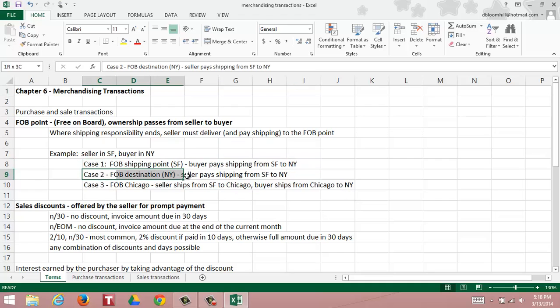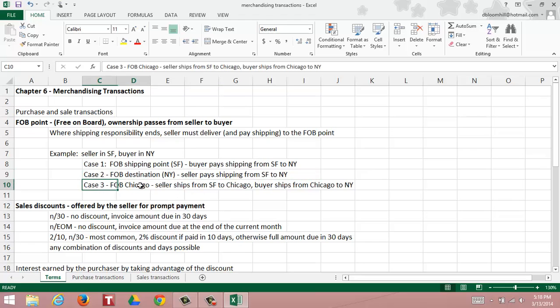In case 2, if the FOB point were the destination, that in this case would be New York, where the buyer is, the seller would be required to pay shipping from San Francisco to New York, and the buyer would not own the goods until they arrived in New York.